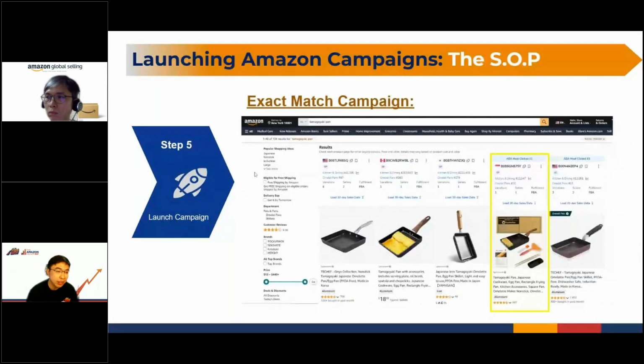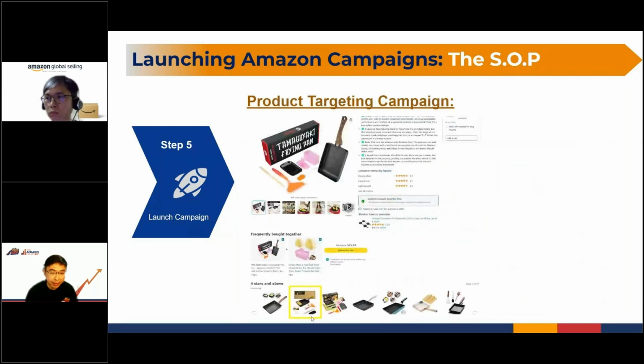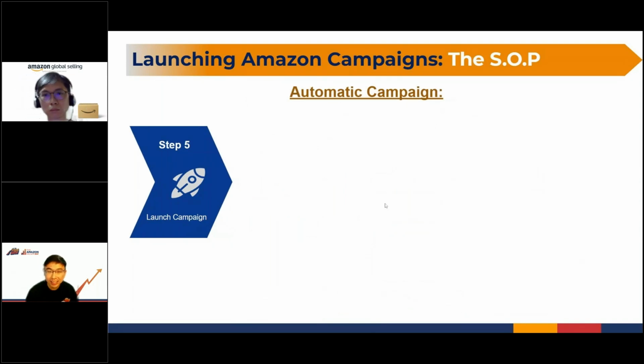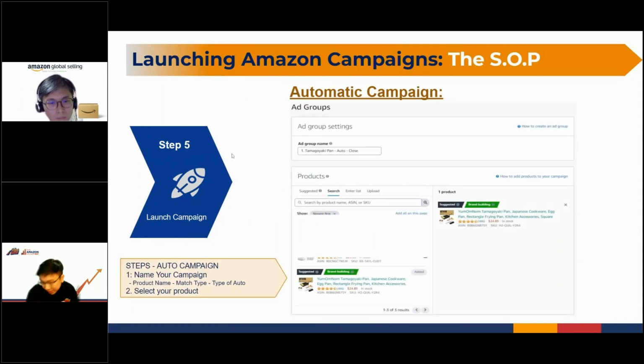Another campaign that you want to launch is your exact match campaign. So this is exactly when we search Tamago Kake Pen. If you search on Amazon, our listing will appear right here. This is where it comes out. A product targeting campaign comes out right here inside the competitor's listing itself. That's right below here. It will show you because if you see this word, it's called sponsored, right? So that's why you can bid for these slots right here as well. Okay, automatic campaign. How do you start an automatic campaign?